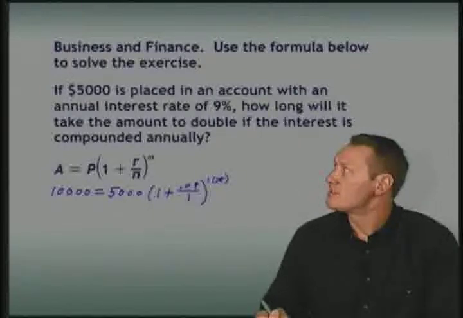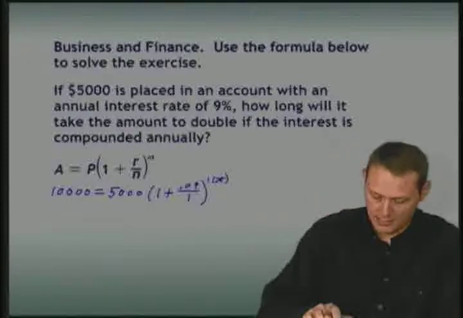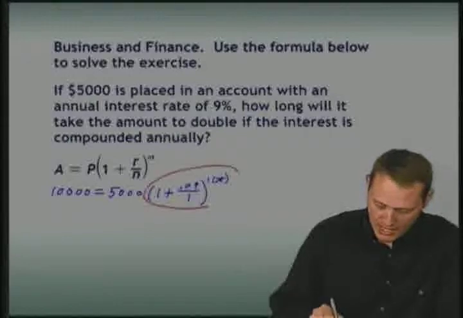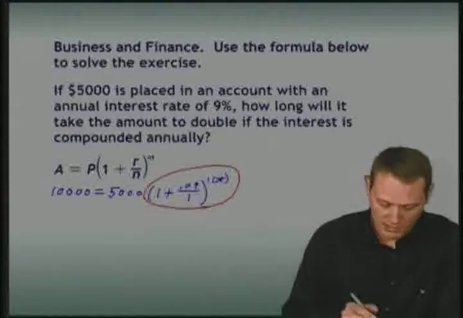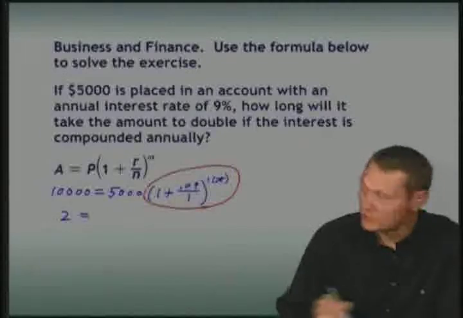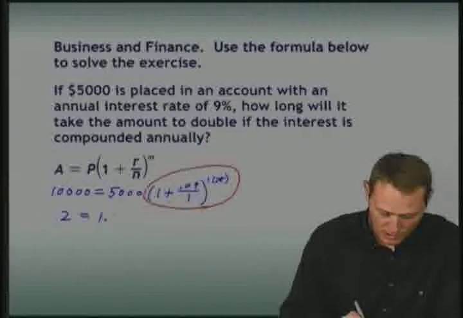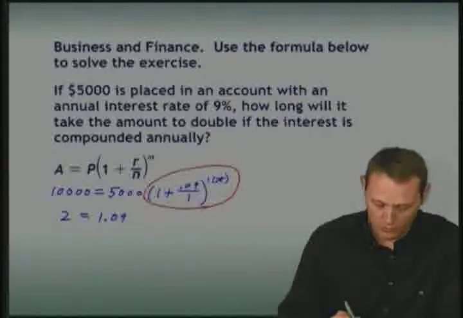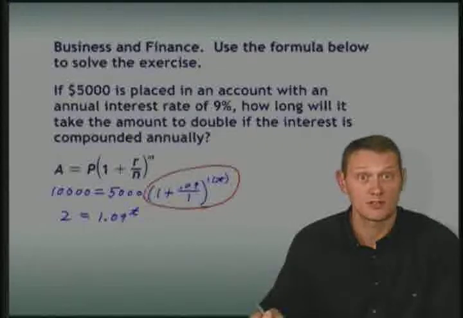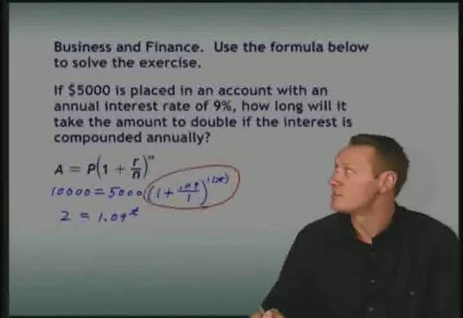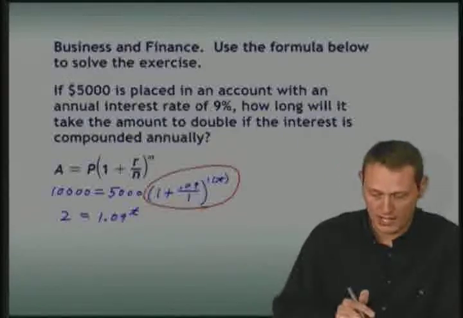So let's divide each side by 5,000 because we want to isolate this base and its exponent. So dividing each side by 5 gives us 2. 2 equals, and let's simplify what's inside the parentheses. That is 1.09, and then that's all raised to the t power. Now we have the base and its exponent isolated. So now we can take the log of each side, and we'll do that.